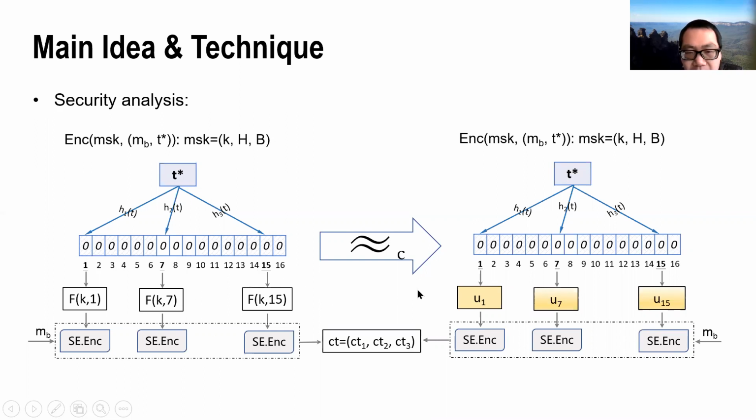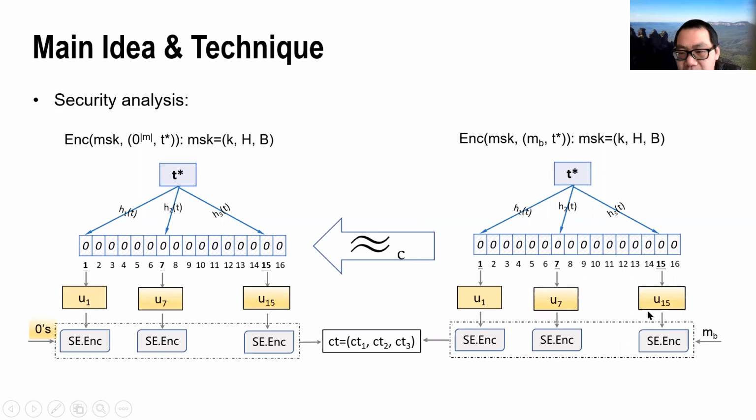After that, we can change the PRF values corresponding to the challenge tag T star to pseudo-random values, based on the security of multi-puncture PRF. After that, we can change the self-test to the encryption of constant messages. We can reduce the indistinguishability of these 2 parts to the security of symmetric encryption by a hybrid argument.